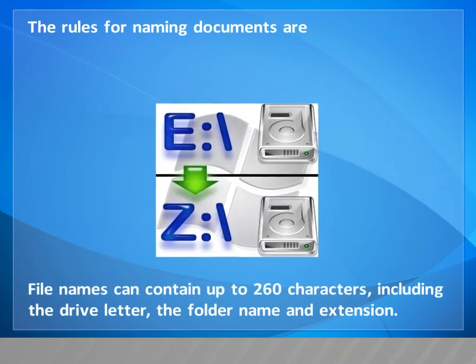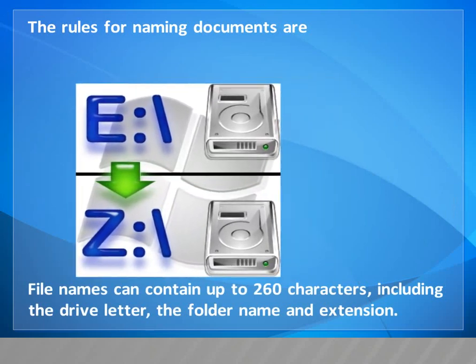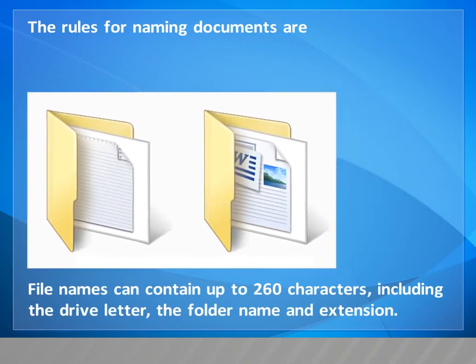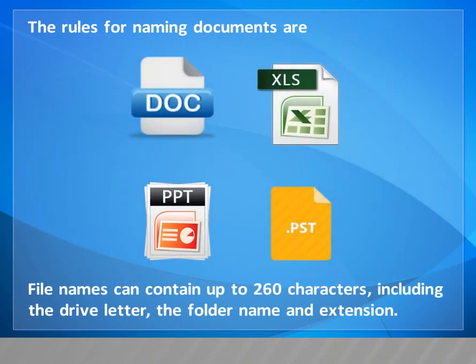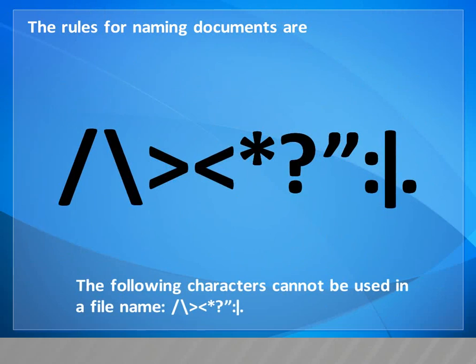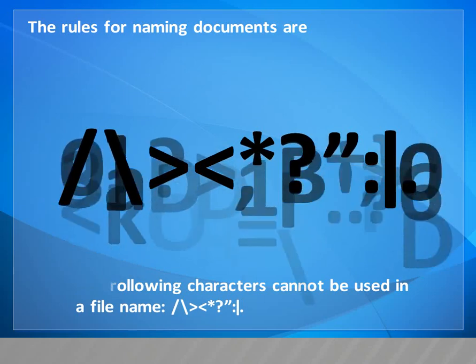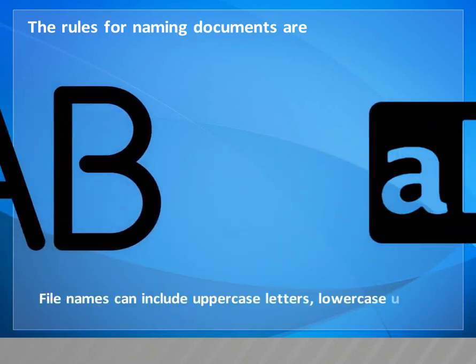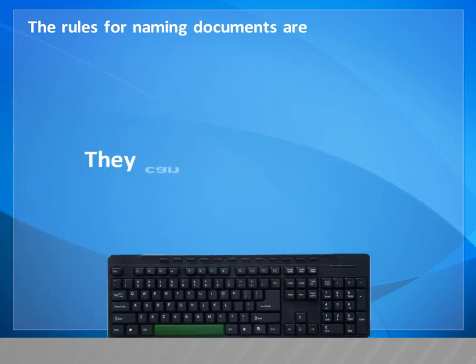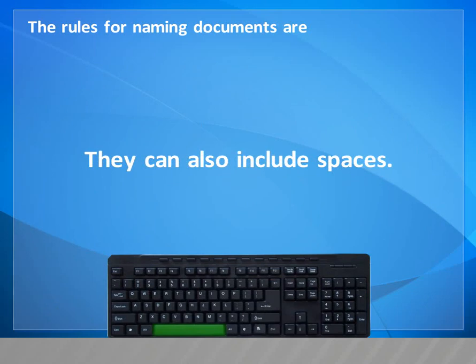The rules for naming documents are: file names can contain up to 260 characters, including the drive letter, the folder name, and extension. The following characters cannot be used in a file name: forward slash, backslash, angle brackets, asterisk, question mark, double quotes, colon, and modulus. File names can include uppercase letters, lowercase letters, or a combination of both. They can also include spaces.